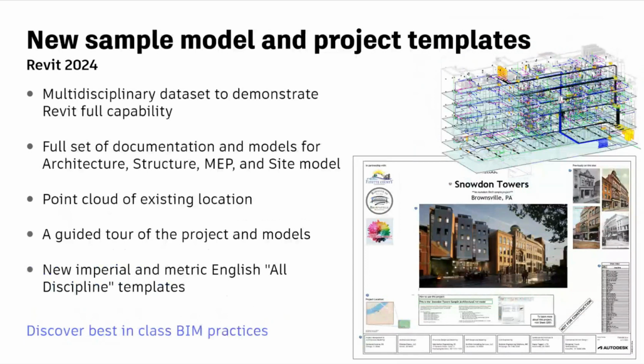We have some new data sets. So we've got them for both imperial and metric. It's the Snowdown Towers, and it's an office building which is set in a district where they've laser scanned some of the existing buildings. It has the architecture, the structural, and the MEP. So if you're new to Revit, or you're wanting to see how the sample model is set up, it's a really good 2024 sample model for you to review and learn from.